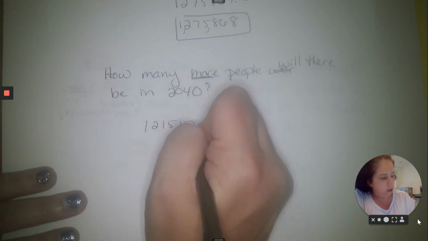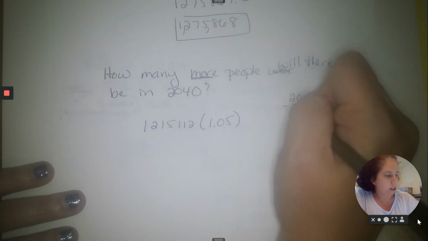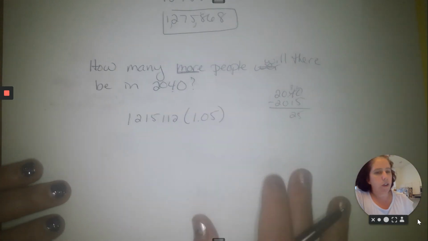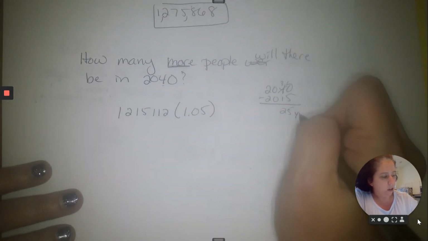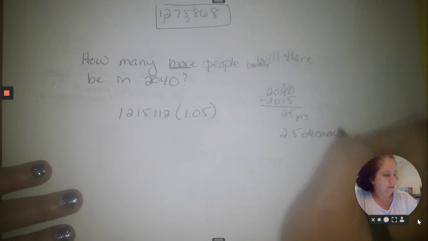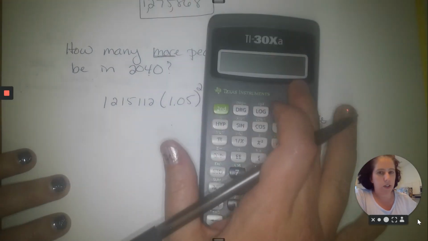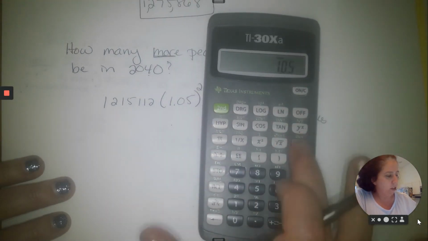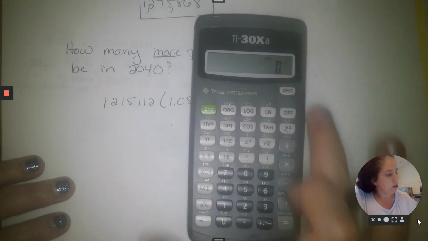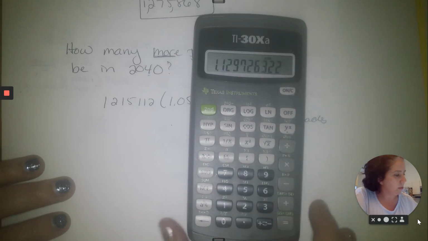So you got 1215112, 1.05. Now we're going to do 2040 minus 2015. So that's 3, that's 1, that's 5, that's 25. So this is 25 years, but it's going to be 2.5 decades. So that's going to be a 2.5 up there. Everything so far is the same. So 1.05 raised to the 2.5 power. Oh, that was pretty nice. Let me try it again. 1.05 raised to the 2.5 power.